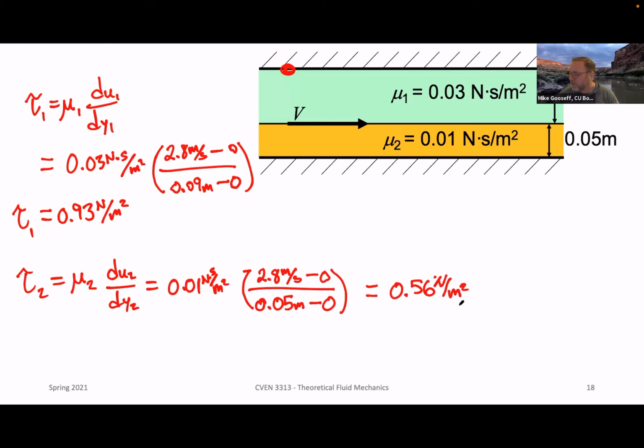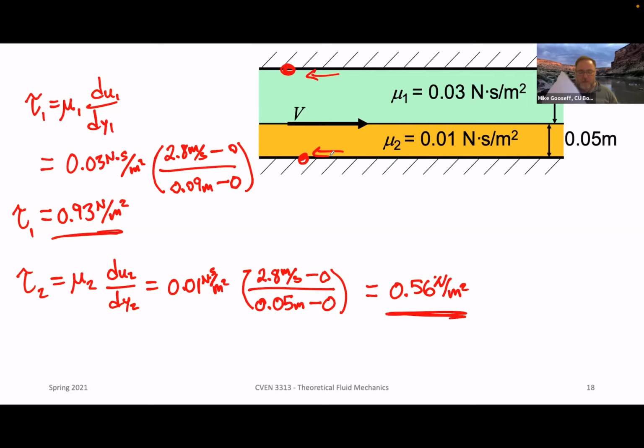meter squared. Okay, so this tau 2 is the shear stress acting on the bottom fixed wall, all right? And in both of these cases, these shear stresses are essentially acting in the opposite direction of the movement, just providing this resistance that's there.